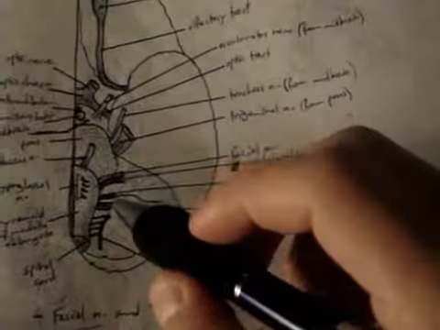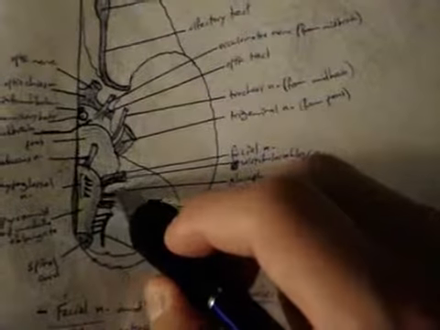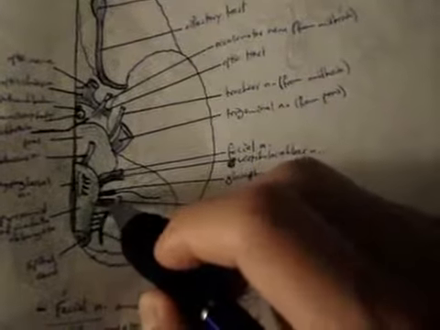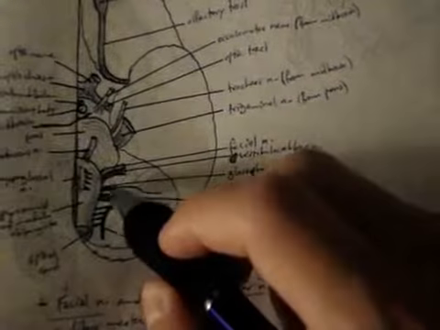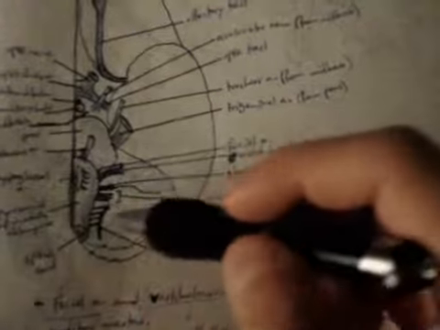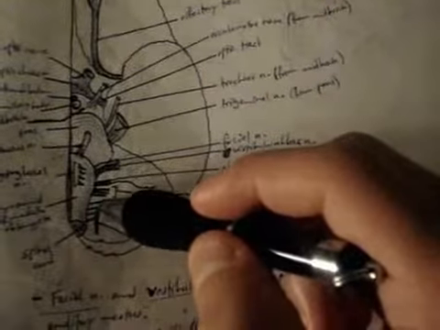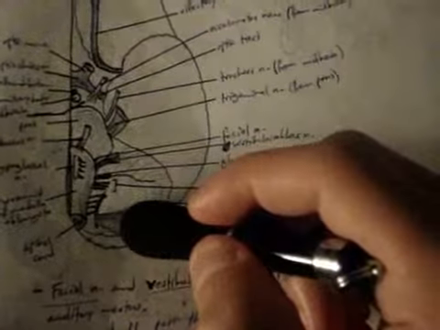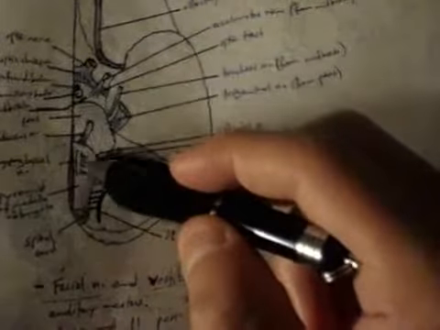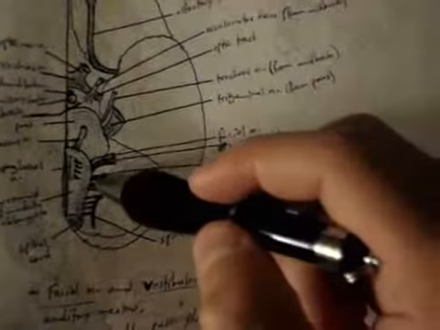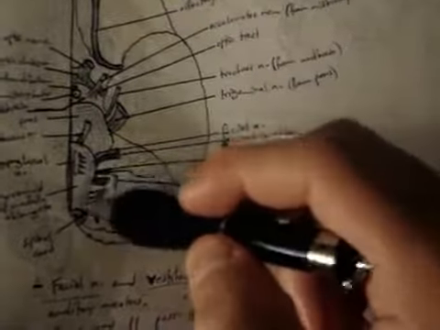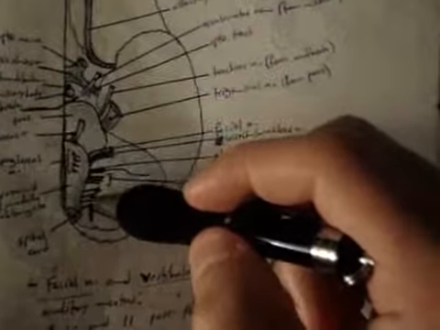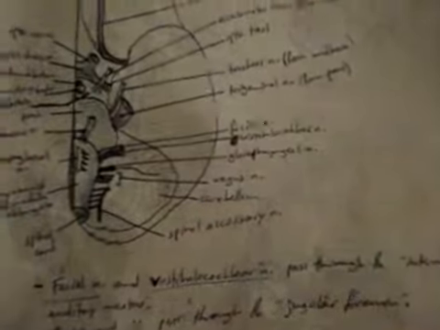The next cranial nerve, 9, is the glossopharyngeal, and the vagus, number 10. Number 11 is the spinal accessory nerve, and number 12 is the hypoglossal nerve. So 9, 10, 11, and 12 come off of the medulla oblongata: glossopharyngeal, vagus, spinal accessory, and hypoglossal.